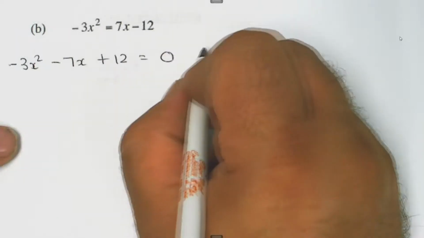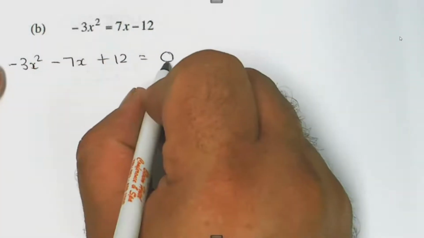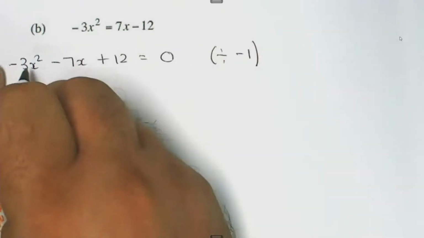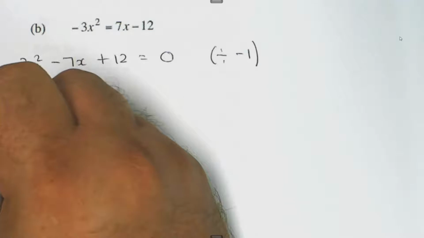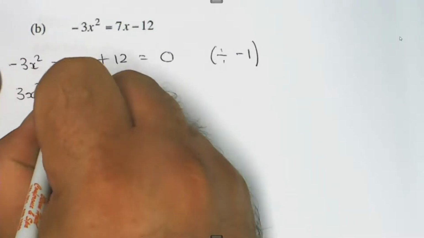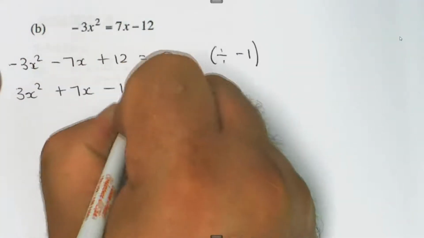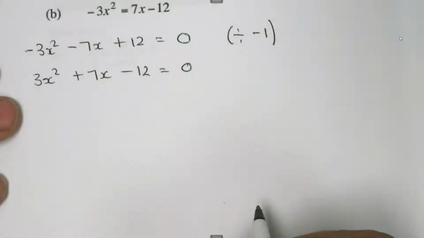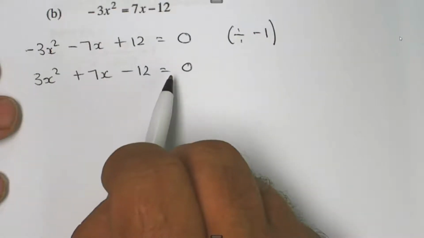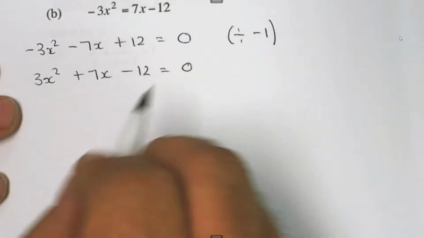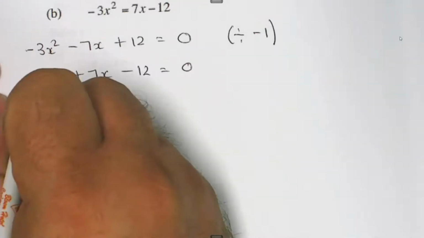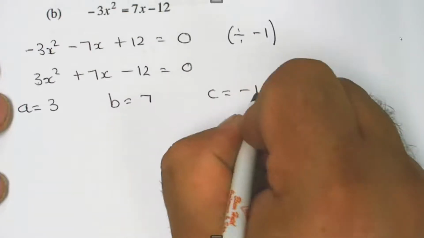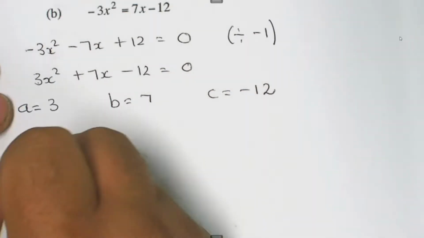Now we're going to divide across by negative 1. Divide by negative 1. I want to make the coefficient of x squared positive. So it becomes 3x squared plus 7x negative 12 equal to 0. Now, I cannot find the factors, so I'm going to use the formula. So I'm going to say A is equal to 3, B is equal to 7, and C is equal to negative 12. Now I'm going to use the formula.